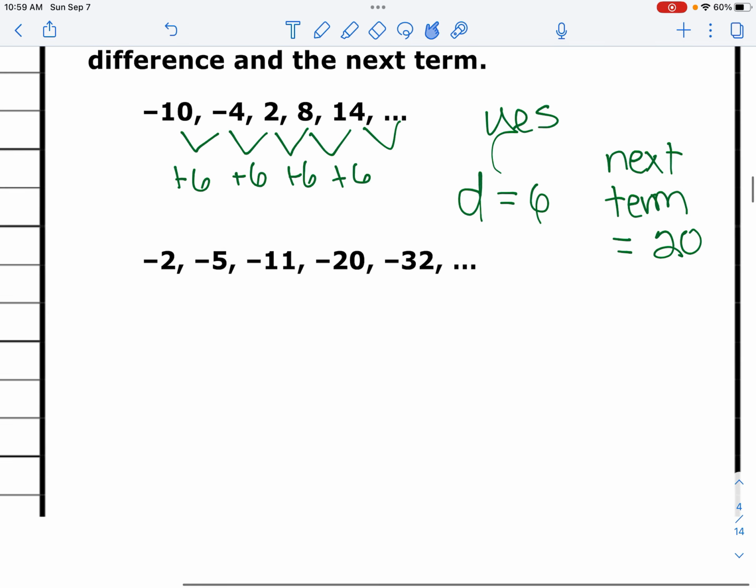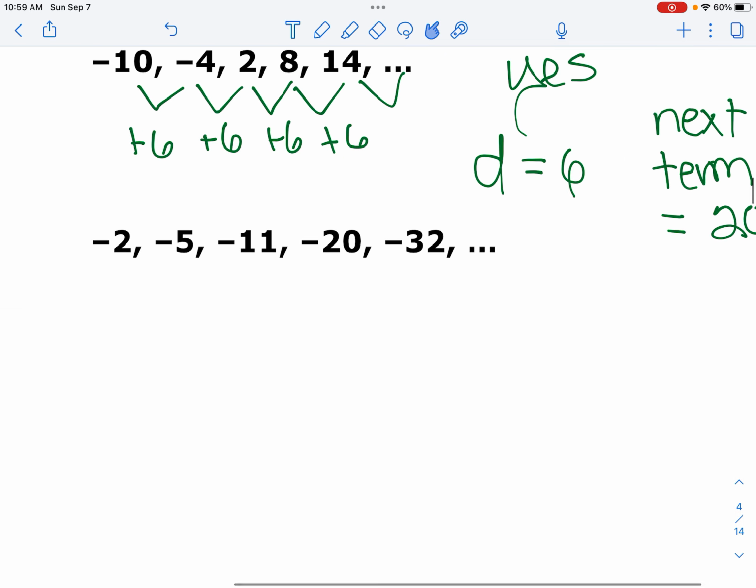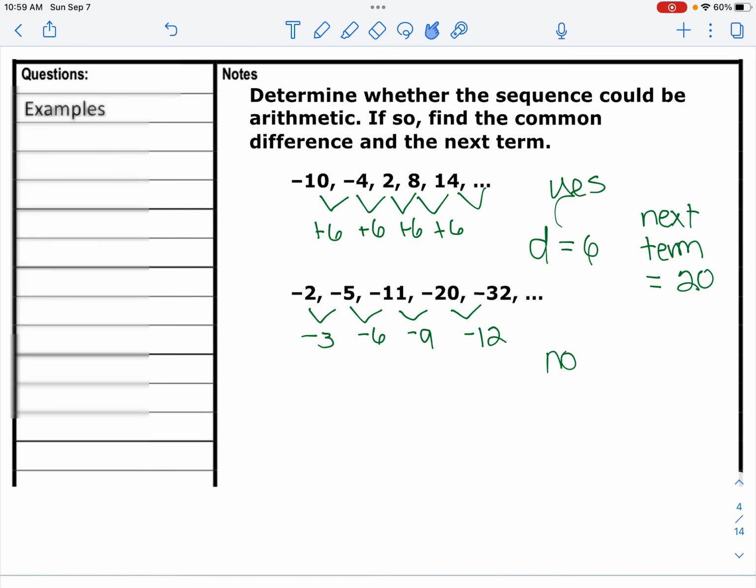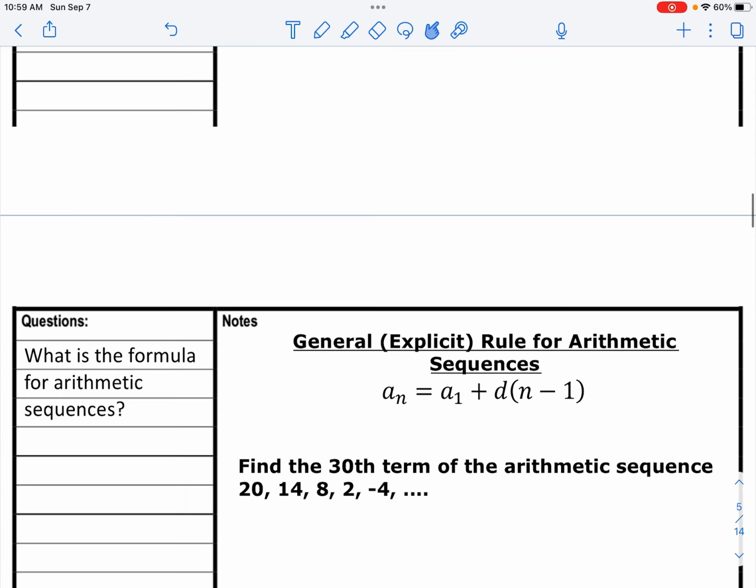All right. How about this one? This is a sequence, and here we are subtracting 3. This one we are subtracting 6, then 9, then 12. Now, because these are not the same, this is not an arithmetic sequence. So this is, no, not arithmetic. That's how you know if it's arithmetic, just adding or subtracting the same number.